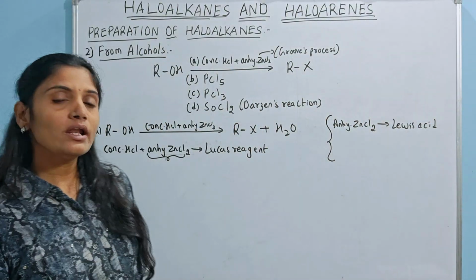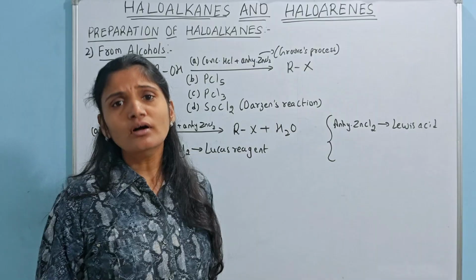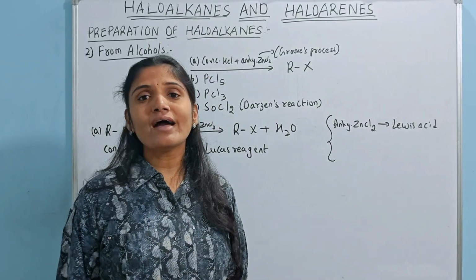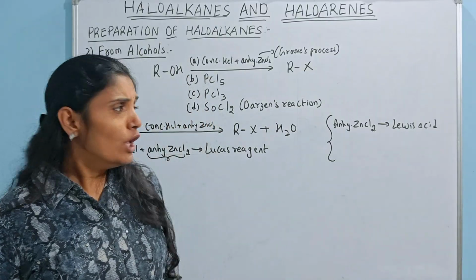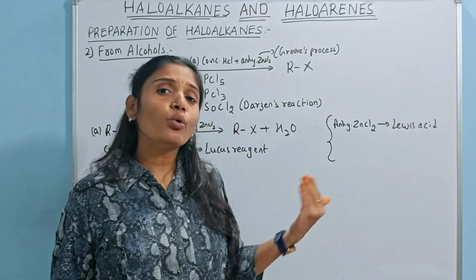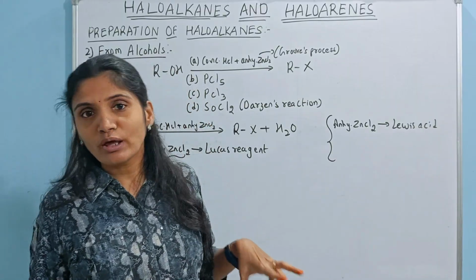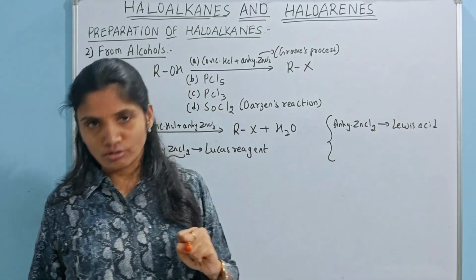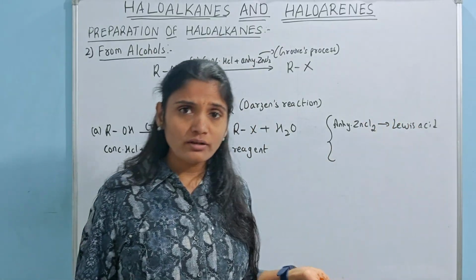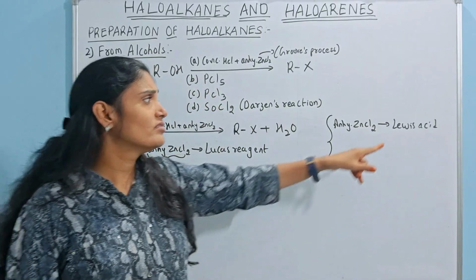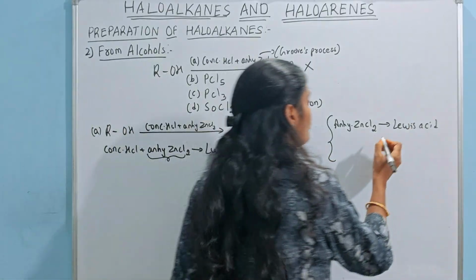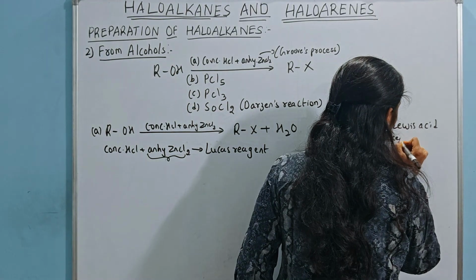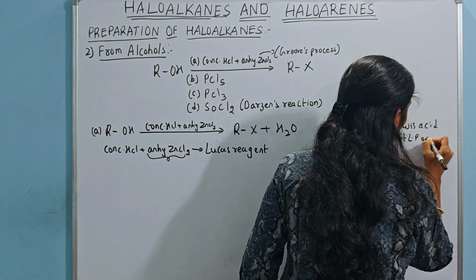Now, if you go back to your grade 11 ionic equilibrium chapter, you have studied what Lewis acids and Lewis bases are. Lewis bases donate electrons because they have a lone pair of electrons, whereas Lewis acids accept electrons. Lewis bases will donate the lone pair of electrons and Lewis acids will accept the lone pair of electrons. What do Lewis acids do? They accept a lone pair of electrons.